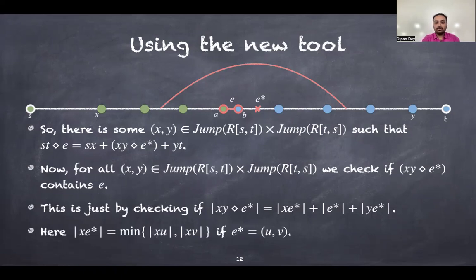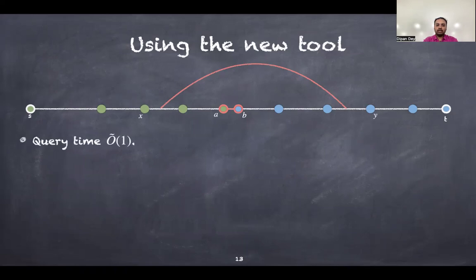And the distance from x to E star, so from a particular vertex to a particular edge, we define as the minimum of the distances of the endpoints of the edge. So that's how we define the distance between a vertex and an edge. So using this new tool, we will get at most O tilde 1 many pairs of x and y, and we will have to compare between them to get the minimum among them. And for that comparing, the query time will be O tilde 1.